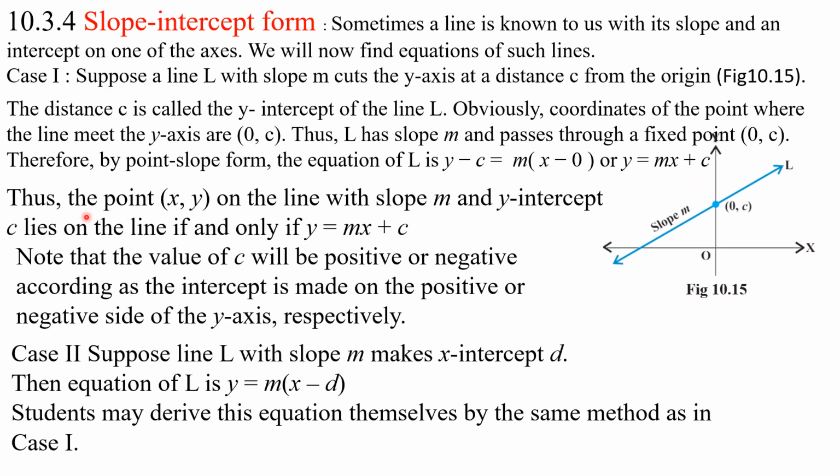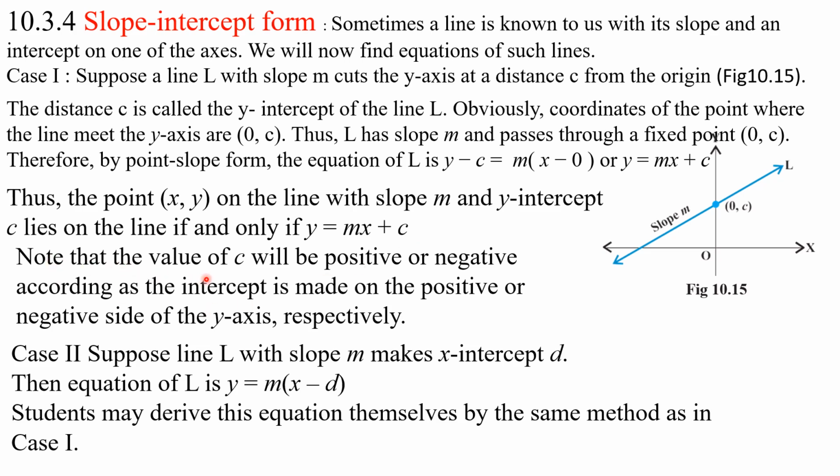Okay, my children. Thus, the point (x, y) on the line with the slope m and y-intercept c lies on the line if and only if y is equal to mx plus c. Any point on the line satisfies this condition, satisfies this equation. Okay, my children, understood this point?